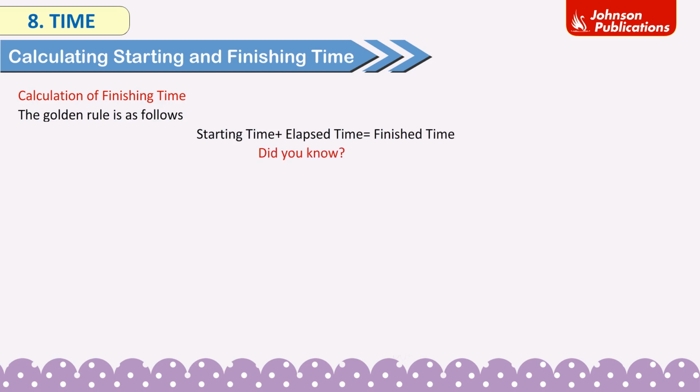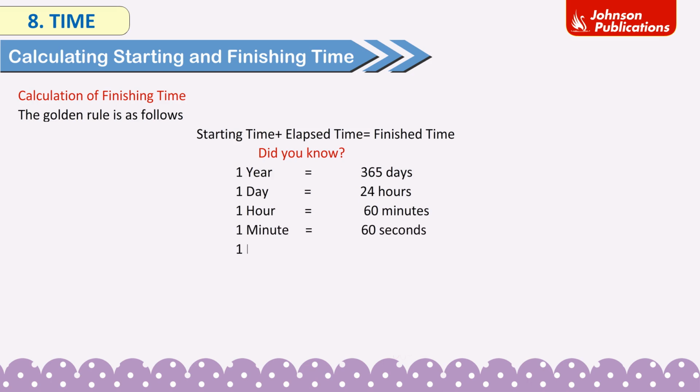Did you know? 1 year equals 365 days. 1 day equals 24 hours. 1 hour equals 60 minutes. 1 minute equals 60 seconds. 1 hour equals 3600 seconds. 1 day equals 86,400 seconds.